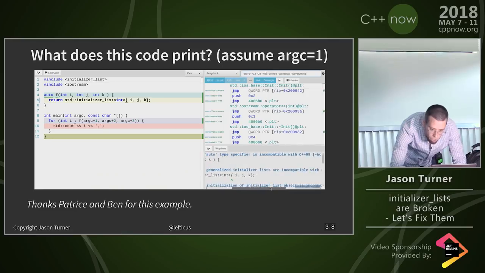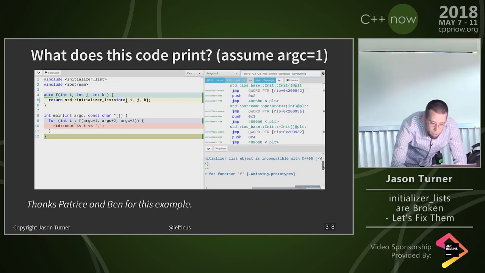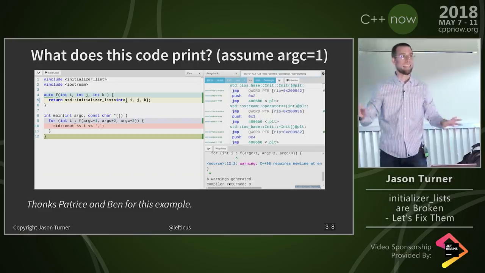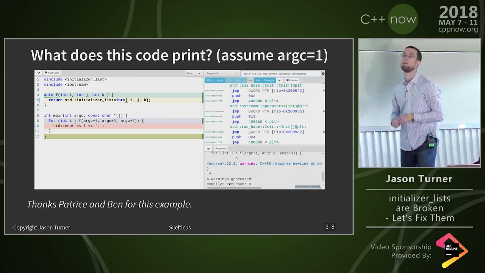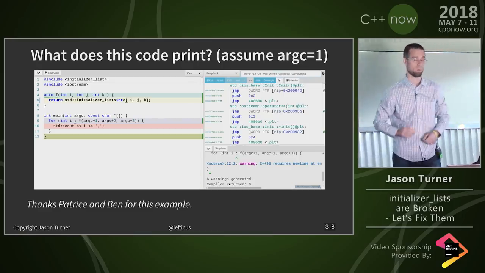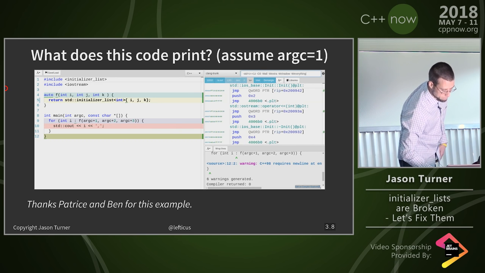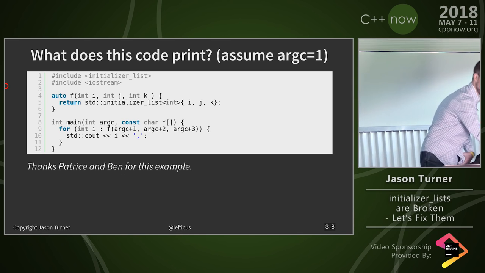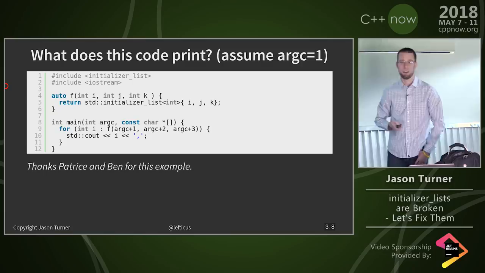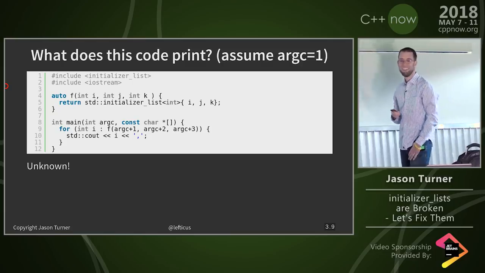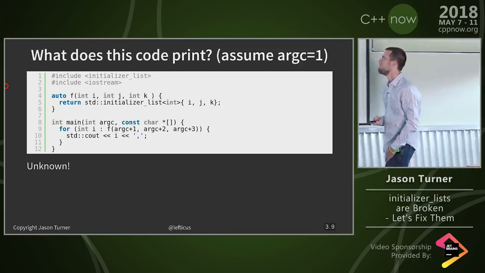So we have auto is not compatible with C++98. Initializer lists are not compatible with C++98. Initializer list object is incompatible with C++98. Missing prototypes, C++98 compatibility, and C++90 compatibility. No meaningful warning for what is happening here on any compiler. I will promise you that. I will not repeat that comment. So the answer is, in fact, unknown.